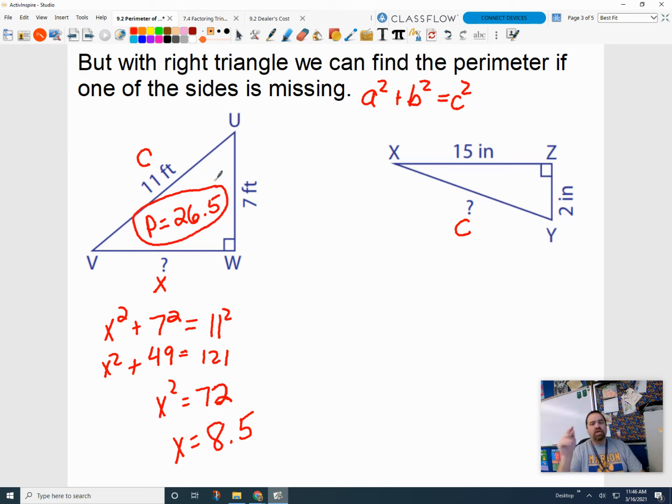Okay, your homework is just like this. You've got a picture. You're going to have 2 parts to it. Find the missing side and then add up all the sides to get the perimeter. So each picture has 2 questions. Same thing over here, except this time I'm missing the hypotenuse.